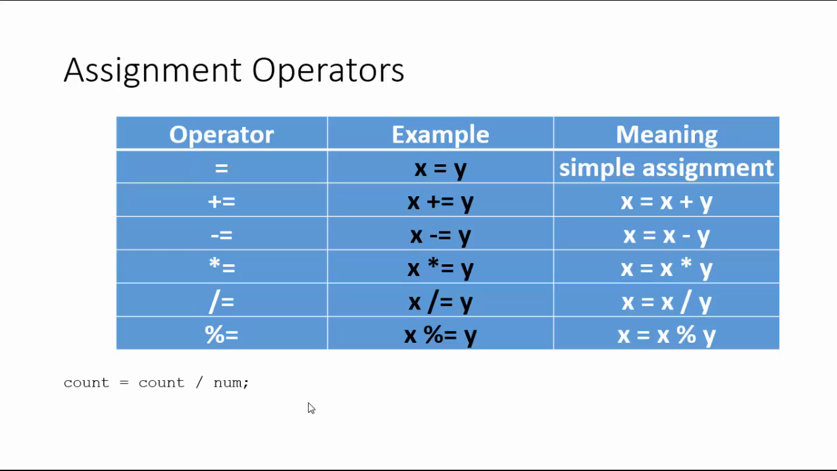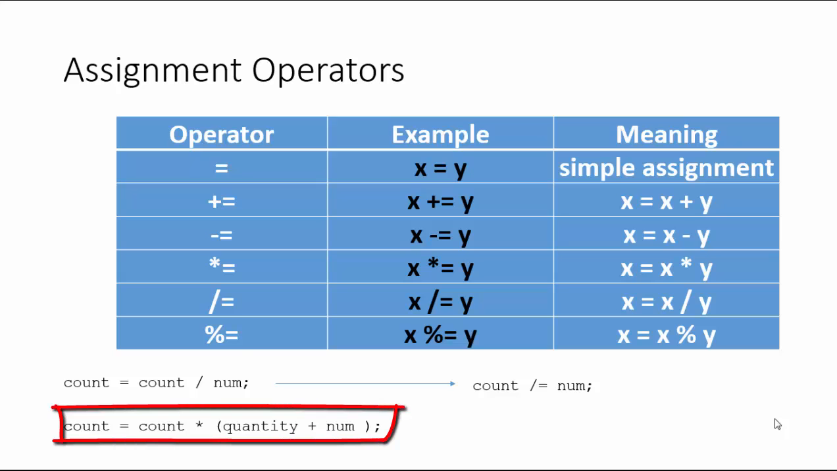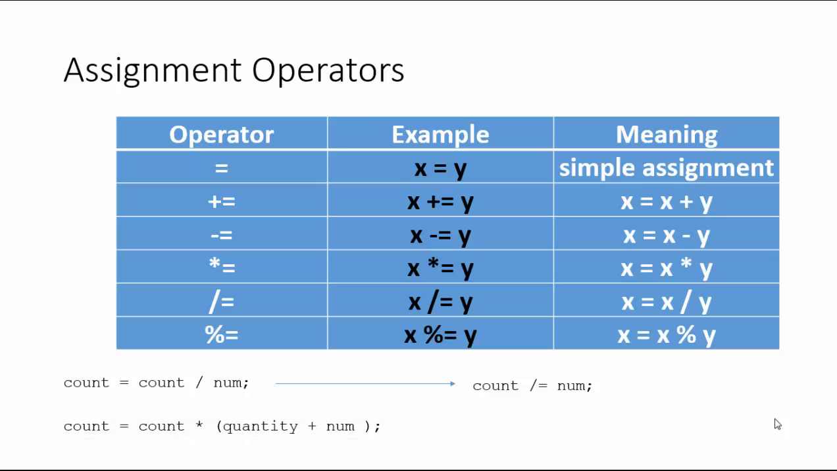For example, this statement takes the value of count and divides it by num and then puts the result back into count. We can use a shortcut assignment operator to perform the same task. Count divided by equals num. This takes the value of count, divides it by num, and assigns the result back into count. You can use these assignment operators to evaluate complex expressions. In this example, we'll take the contents of count and multiply it by the quantity plus num, and then store the results back into count. We can use the shortcut operator multiply equals to perform the same task.